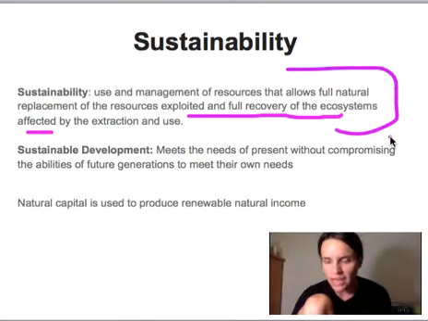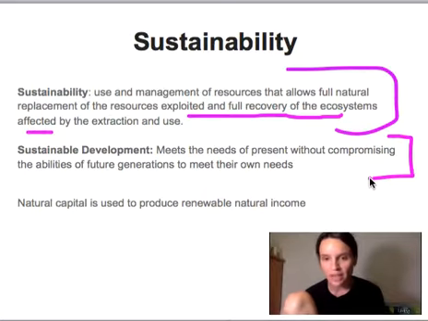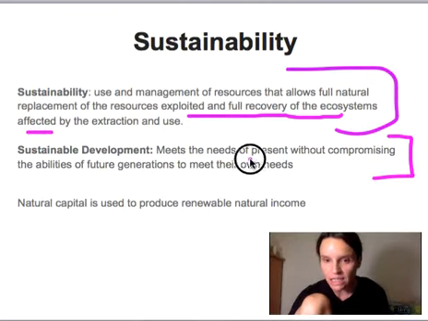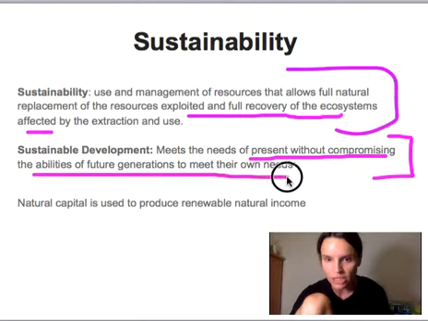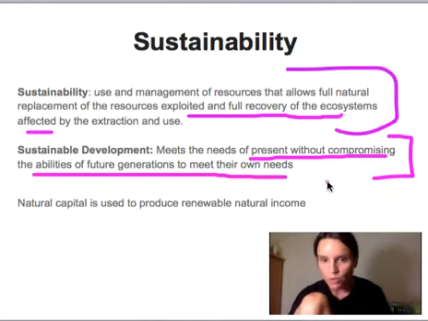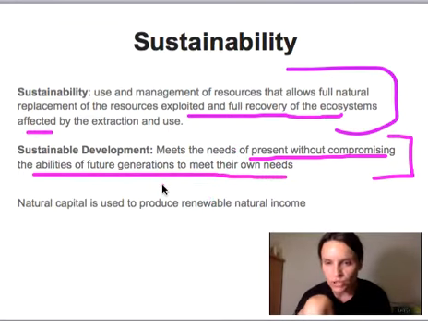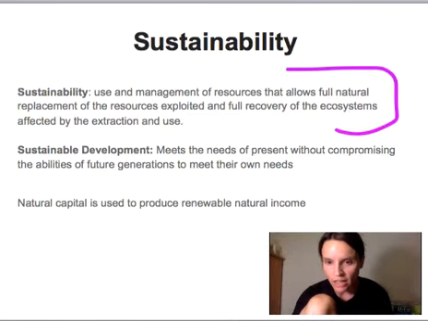A lot of times now, when we look at what the world is going to be like in the future, we talk about sustainable development. And that means putting our resource consumption at a level that meets the needs of the present without compromising the abilities of future generations to meet their own needs. So when we talk about sustainable development, that's central to our understanding of sustainability. Are we meeting our own needs and not compromising the needs of future generations in doing that?